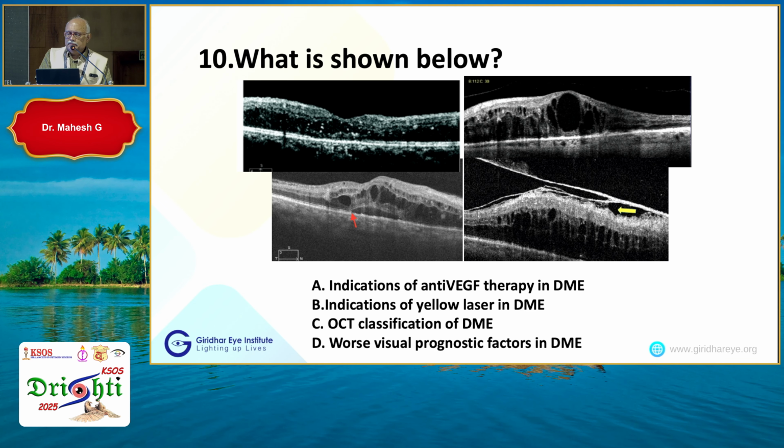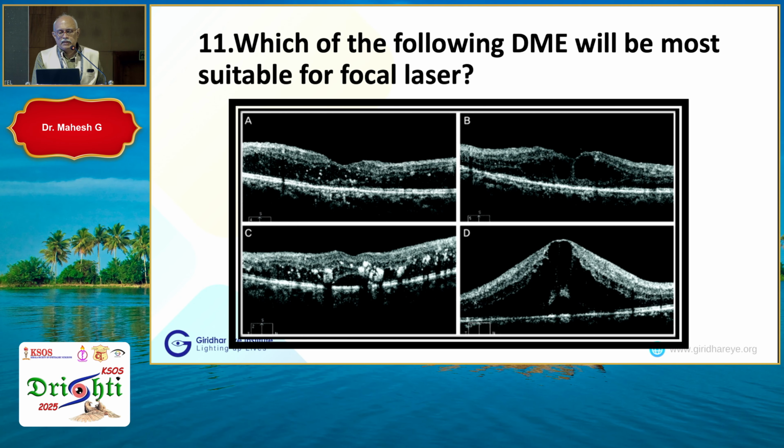What is shown here? This is spongiform edema, large cystoid edema, then serous macular detachment, and the taut hyaloid. What is this? This is the classification of OCT. These are indications of anti-VEGF therapy, but usually in this condition, anti-VEGF will not work with taut hyaloid. A worse prognosis usually is also in cystoid, and this is the best prognosis. Others will have a little worse prognosis. So the answer is OCT classification of DME.